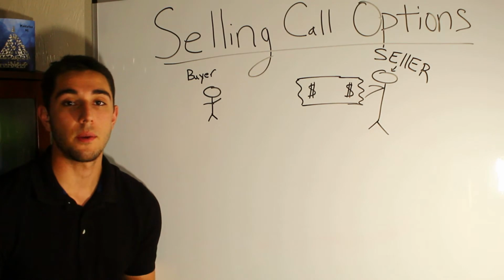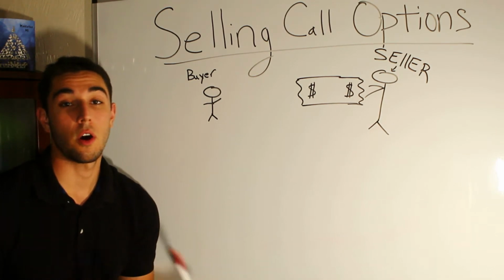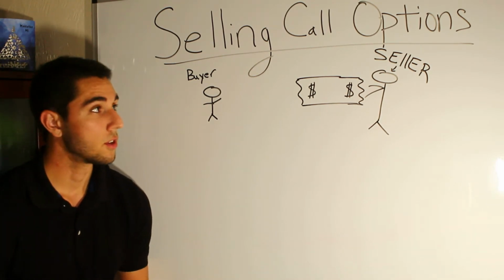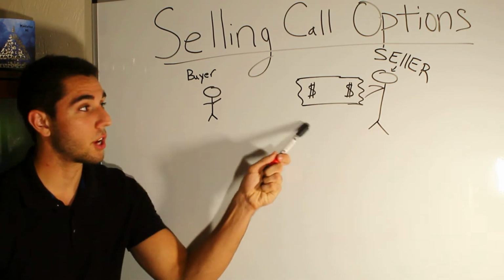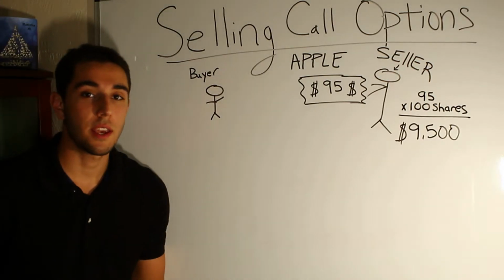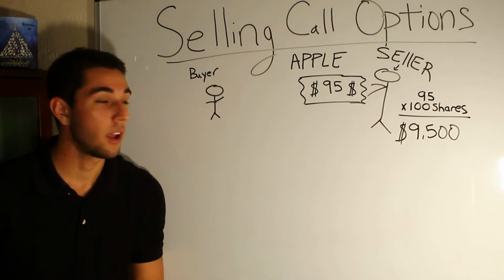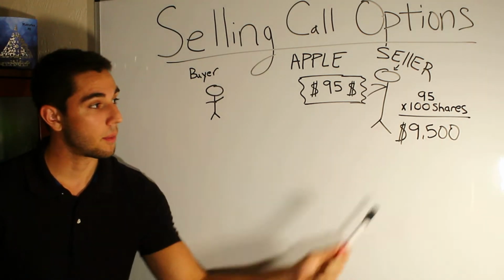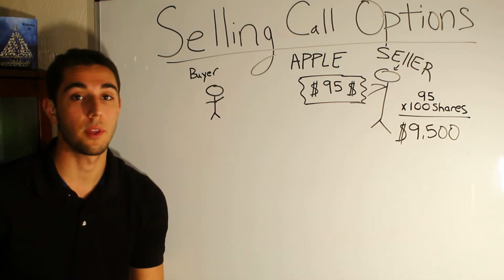Now, the first thing to understand when selling a call option is that you need to own 100 shares of that company. So we're going to say that this seller owns 100 shares of Apple. Apple's at $95 a share and this guy has 100 of them. So that means he has $9,500 in Apple at this time.